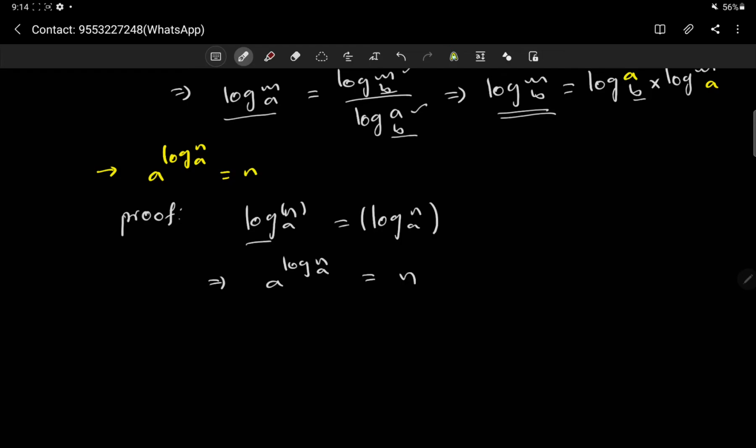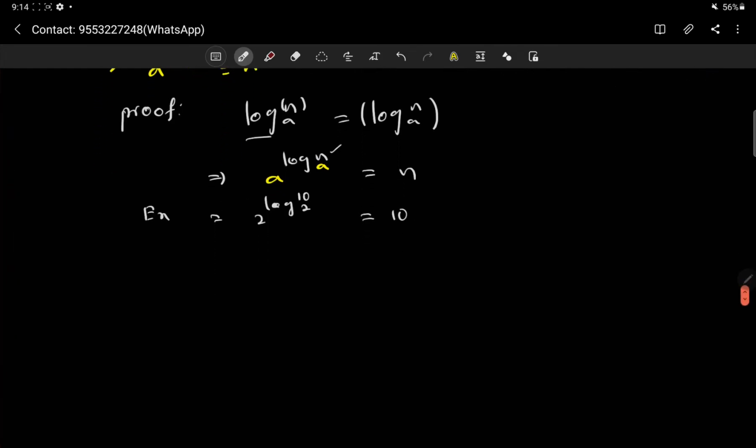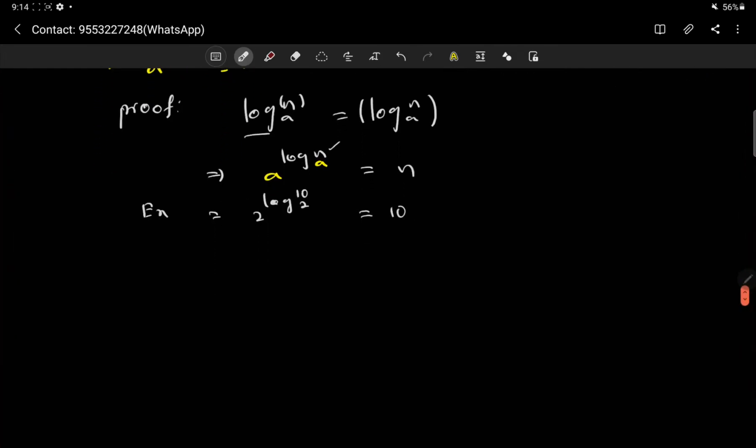So you see here, when these two numbers are same, here a is there, here a is there, now n becomes the result. For example, you see here, 2 power log 10 base 2, that becomes 10. Okay. So anyway, we need to do the next one.